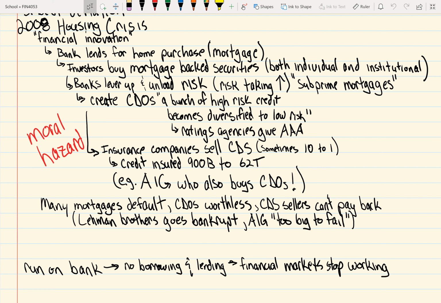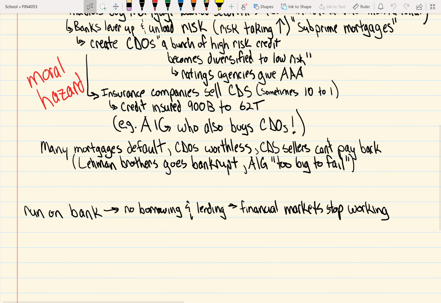If the banks don't have any money from deposits, or people who deposit their money in the bank, then they don't have any money to lend. So that leads to no borrowing, no lending, and again, the financial markets stop working.